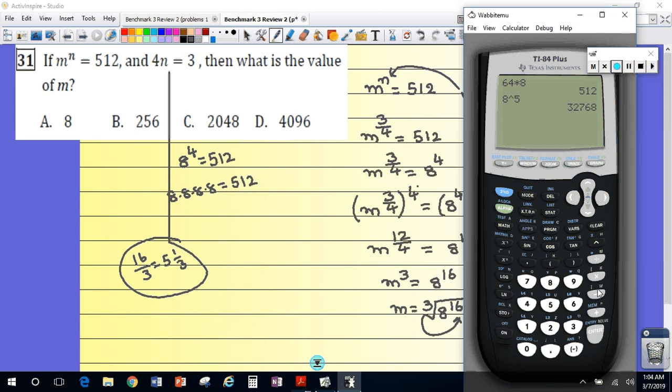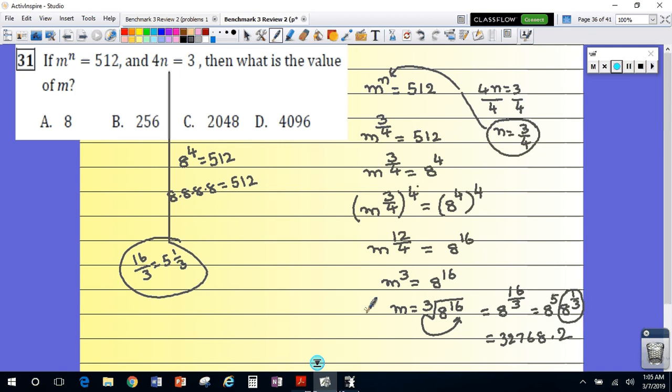So that is 32768 times 2, which gives me 65536.